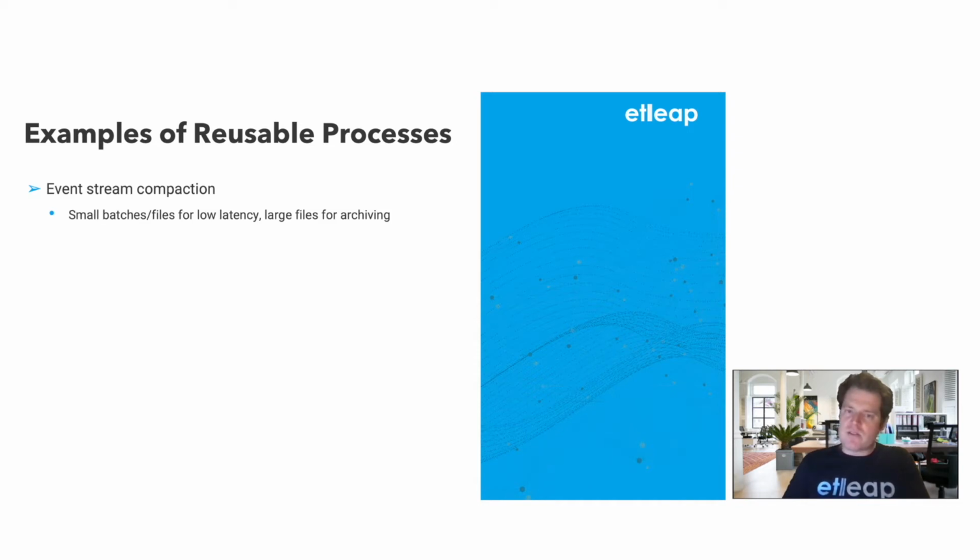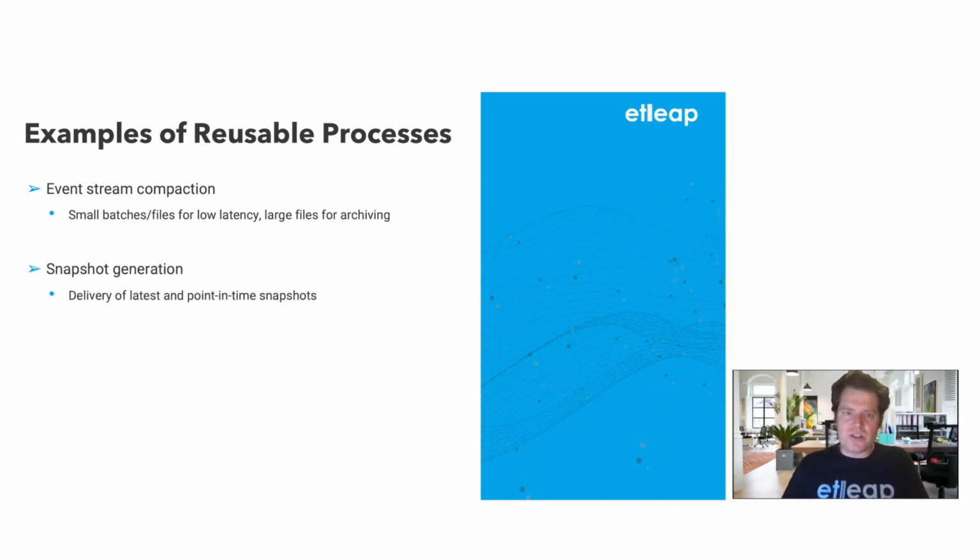First, we have event stream compaction. So on the producer side of your lake, you might want to keep batch windows small so that you have up-to-date data in your curated zones. But you don't want to end up with tons of small files in your lake, so a compaction process is necessary. But there's no need to write one for every event stream.